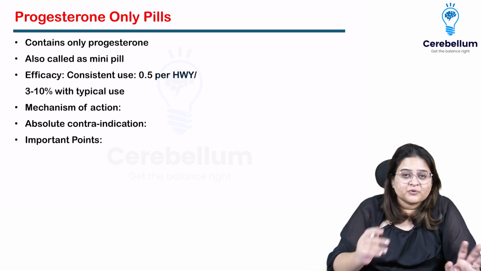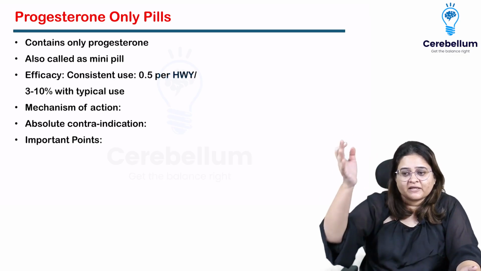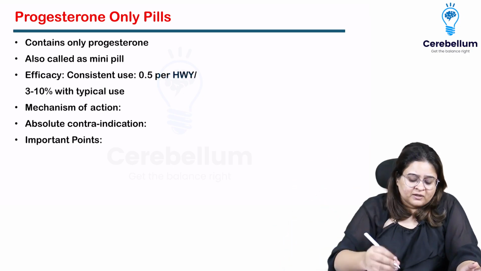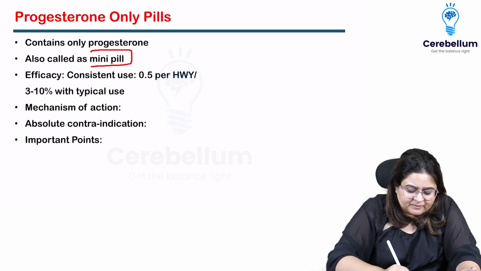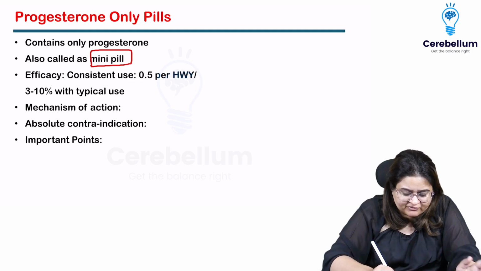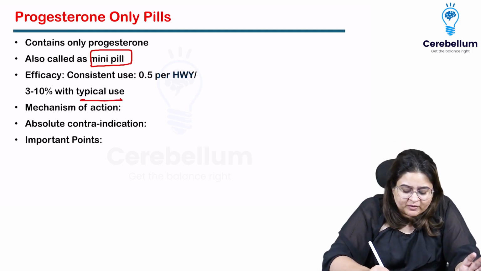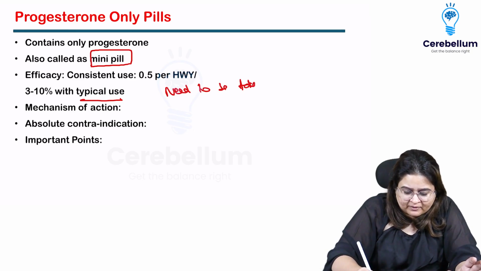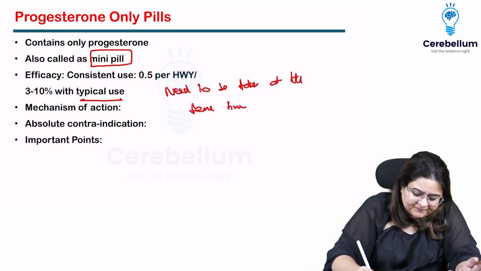Now coming to the progesterone only contraceptives. We have progesterone only pills, then injectables, then implants, and then the Mirena. Progesterone only pills contain only progesterone. They are also called the mini pill. They are effective, but with typical use, they are not very effective. Why? Because they need to be taken at the same time every day.